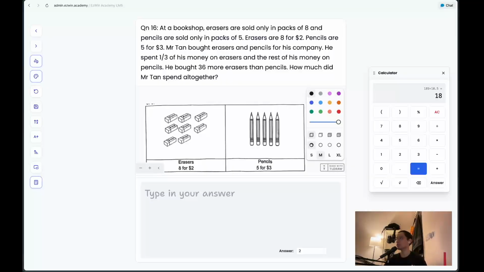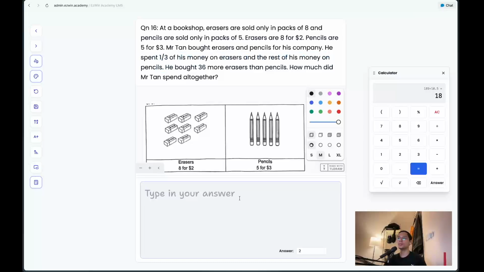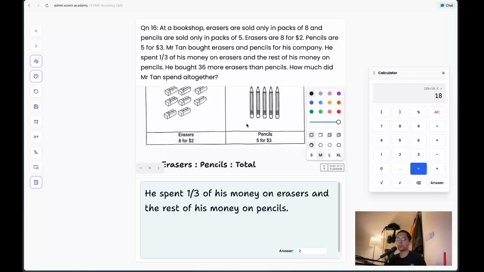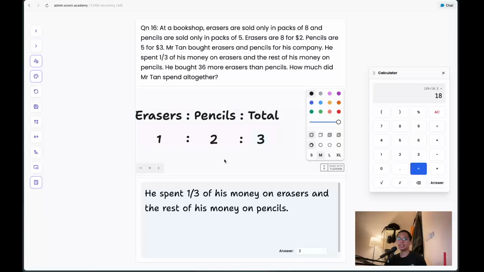Okay, so to solve this question, first we need to make sure that we understand this part. Mr. Tan spent 1/3 of his money on erasers and the rest of his money on pencils. So in terms of ratio, it will look something like this. Erasers is 1. 1/3 means the total is 3 and pencils is 2. So if the erasers is $2, then guess what the pencil cost? If the eraser is $2, pencil is $4.